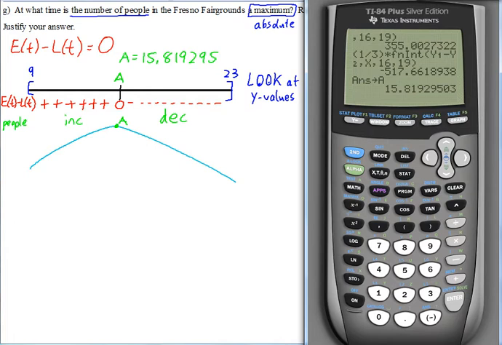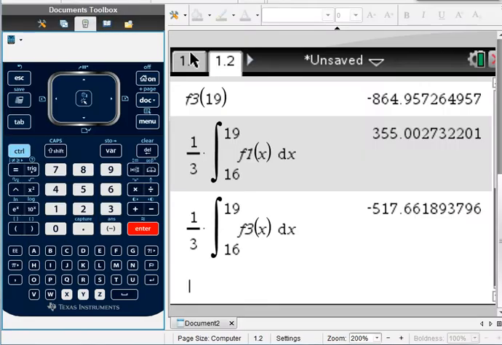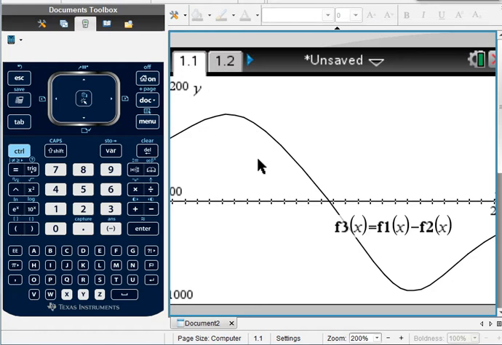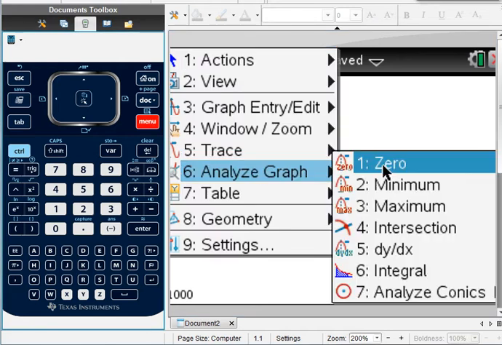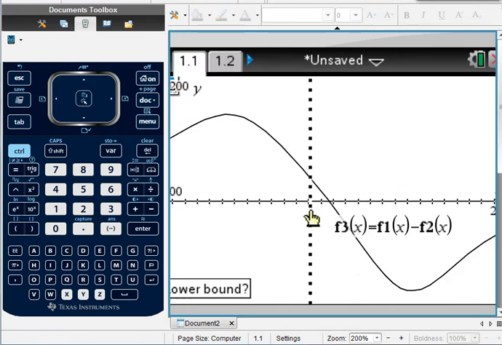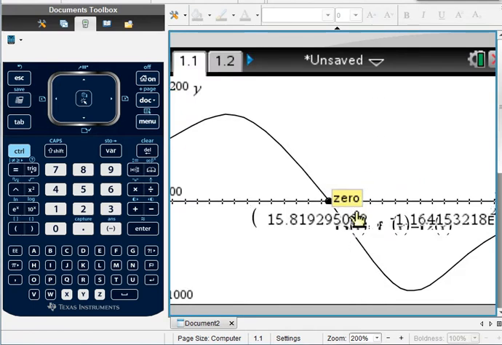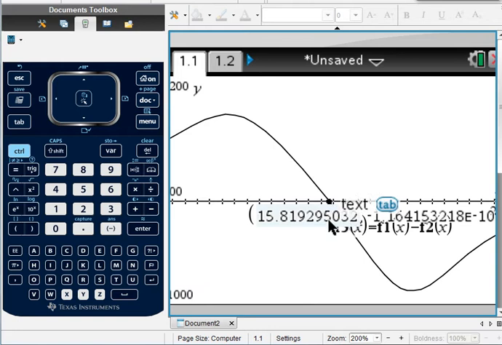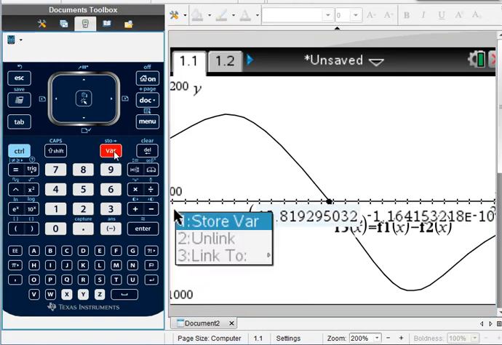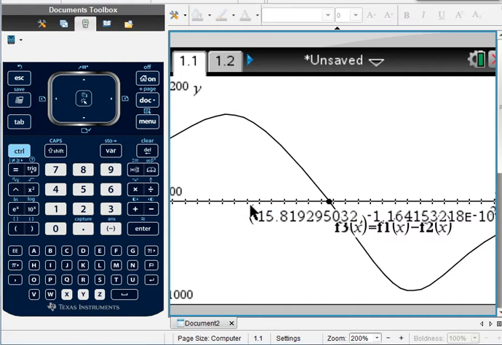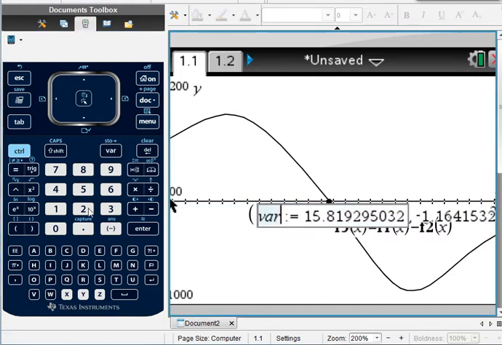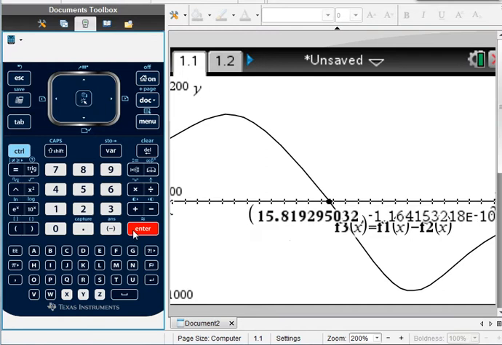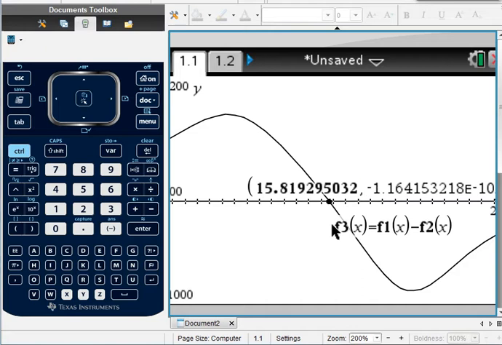You can do the same thing on the Inspire. On the Inspire, you just go to Menu, Analyze Graph, zeros, number 1, and then choose the lower bound to the left of that 0, then the upper bound, and there it is, the same value. Then you can highlight it and store variable. Store variable, and I'll just choose A again. You can move it around if you want to get it out of the way.